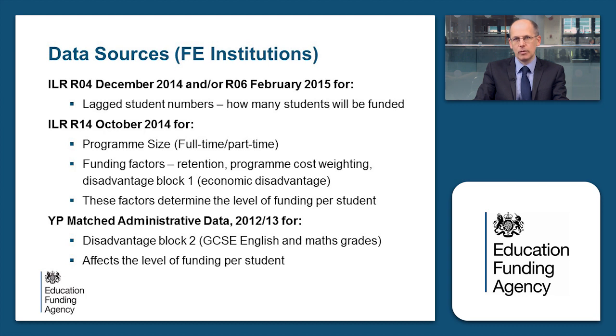As for schools, we will then use data from 2013-14 to determine the funding factors that we use to calculate your funding allocations. And again, as for schools, we will use matched data to determine the amount of Block 2 disadvantage funding. There's one other thing to mention here. For commercial and charitable providers, we are currently reviewing the approach we use to calculate lagged numbers, now that we have a full year's data on the new formula. We will confirm the approach that we will use for these providers by the end of November.